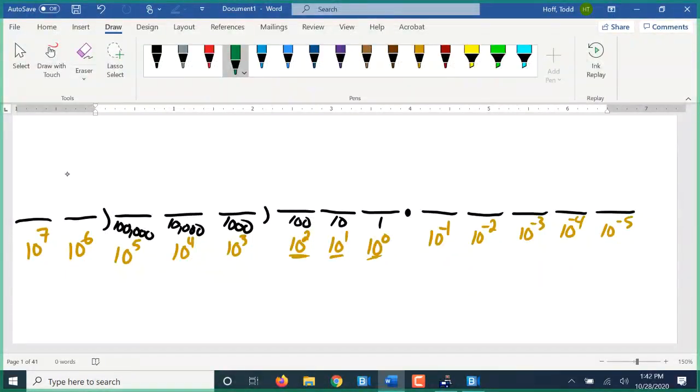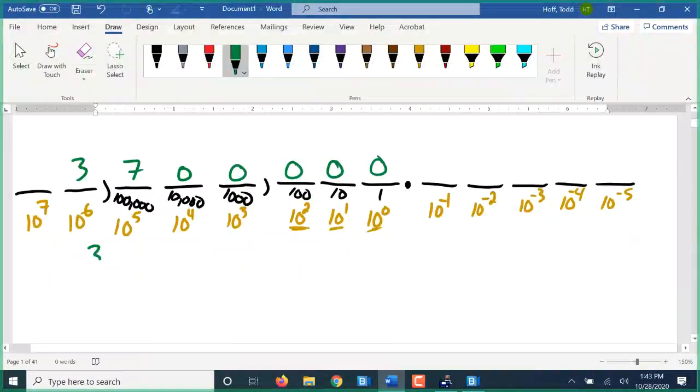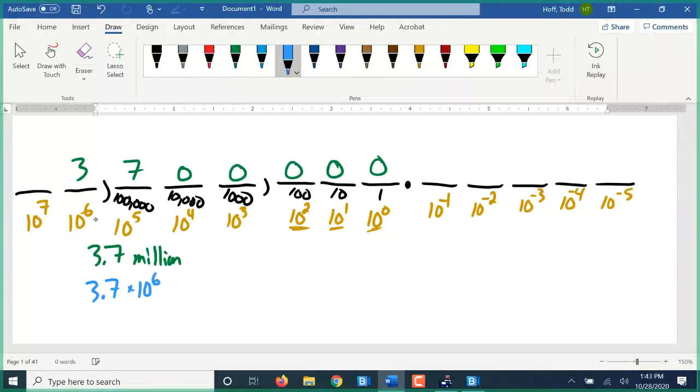So let's take a number like 3,700,000. Often we would shorten that by writing it as 3.7 million. Well, we don't have to write out the word million, as we've seen. We can just do 3.7 times 10 to the 6th, because 10 to the 6th is the million. Some of you might be recognizing this as scientific notation.